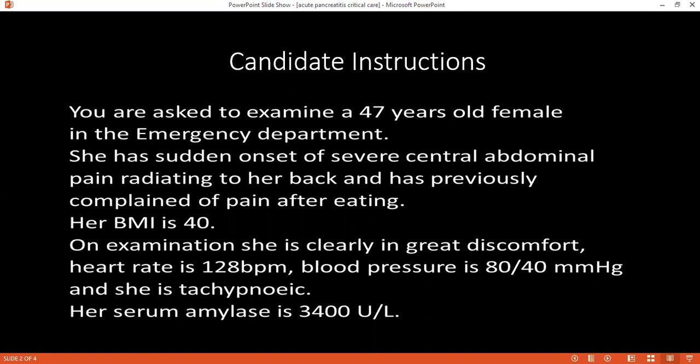Okay, on admission, it depends on the age, more than 55, and also total leukocyte count more than 16,000, and also lactate dehydrogenase more than 300, and aspartate more than 200, and also serum glucose more than 11 millimole per liter. This is on admission. After 48 hours, there is fluid sequestration more than 6 liters and hematocrit fall by more than 10%. And also there is base deficit more than 4, and also albumin is less than 32 gram per liter.